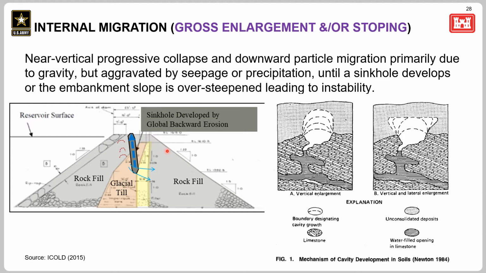Reclamation uses the term internal migration, which they formerly called progressive erosion. Again, don't get too caught up in the terminology; think more about the processes and what we're looking for in the field when characterizing a site that might support these processes resulting in failure. But ICOLD, just another comment on terminology, uses the term global backward erosion for this stoping type of process. Global backward erosion occurs when the soil surrounding incipient backward erosion pipes cannot support a roof and collapses.